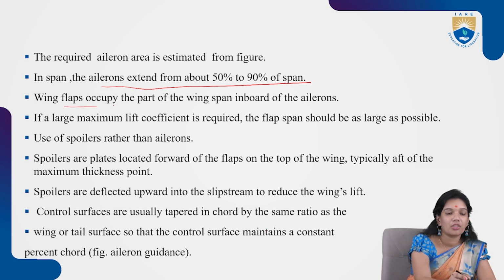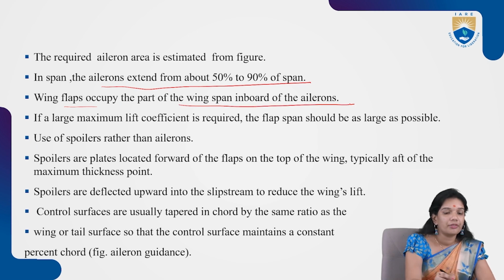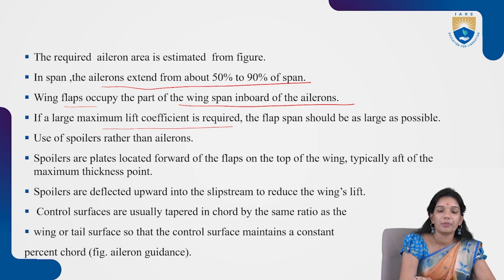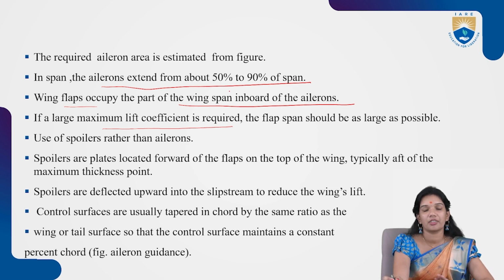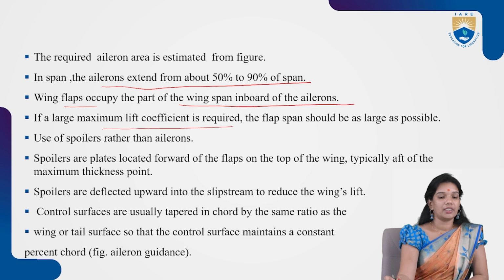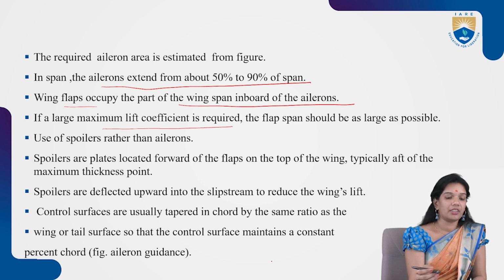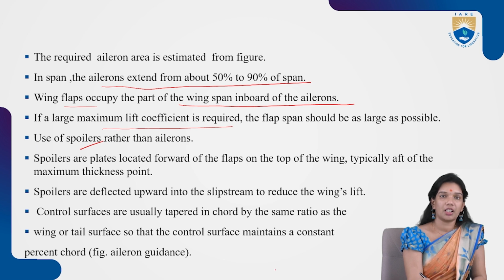The flaps occupy the part of the wingspan inboard of the ailerons, right? If a large maximum CL is required, then the flap span should be as large as possible. So first of all, the ailerons extend from 50 to 90% of the span, then the flaps occupy the inboard part of the span. Now, if a maximum CL is required, the flap span should be as large as possible, and for that, let me use spoilers rather than ailerons. So it would be better if there are spoilers.